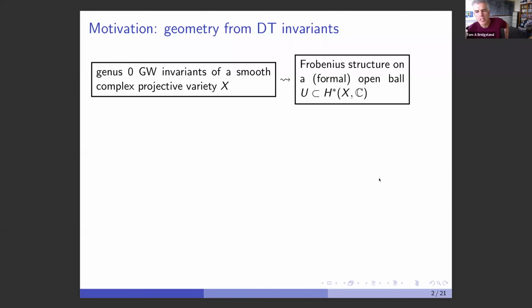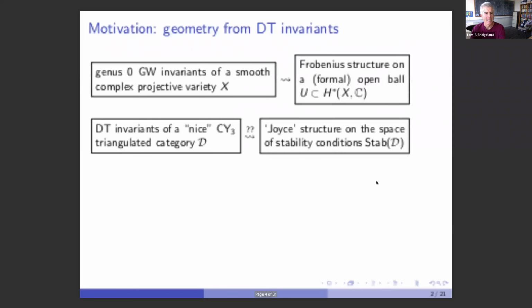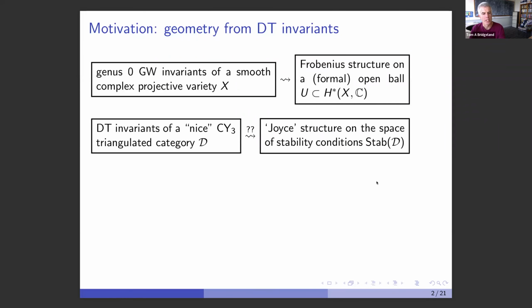So this first slide is some motivation. Nothing here is really necessary for the rest of the talk. So the idea, which is a pretty old one by now, is that there's a classical story of mirror symmetry, which uses genus zero Gromov-Witten invariants to define a geometric structure, namely a Frobenius structure. This is an important part of classical mirror symmetry. And more or less by analogy with that, a few of us were thinking that maybe DT invariants similarly encode geometric structures. Now, that's a pretty weak analogy. There's no real reason why the first line would imply the second line at all. But anyway, I'm not ashamed to say this because it's true.